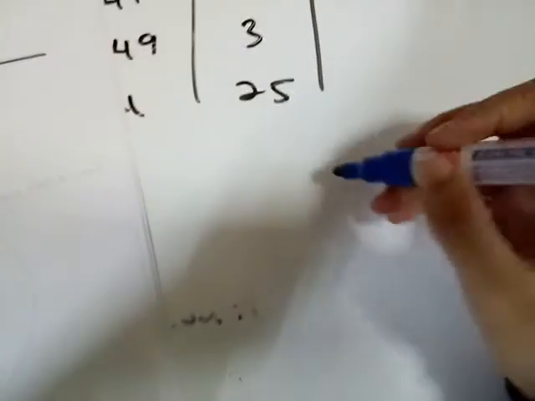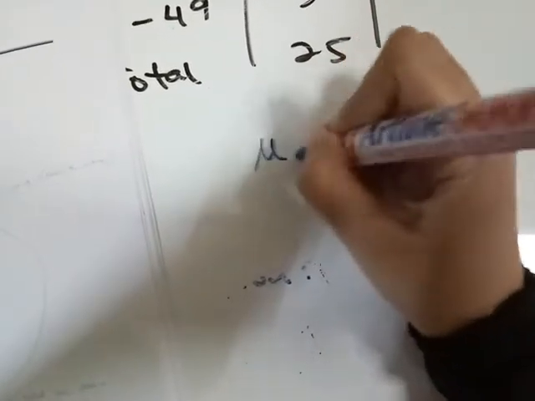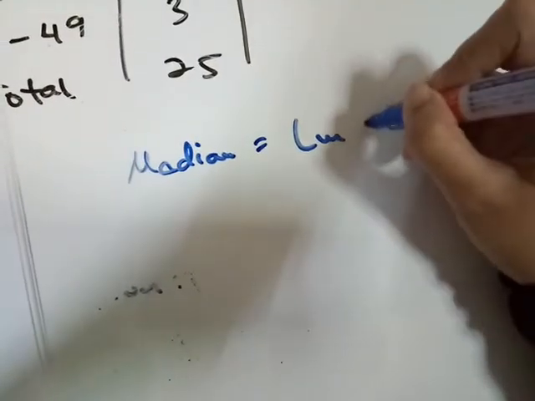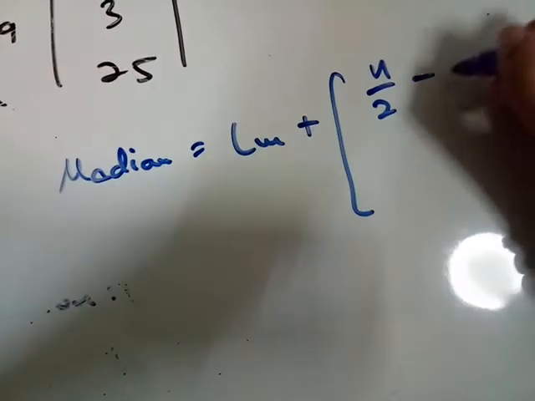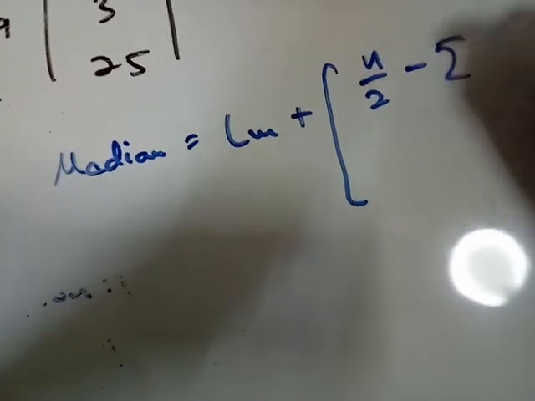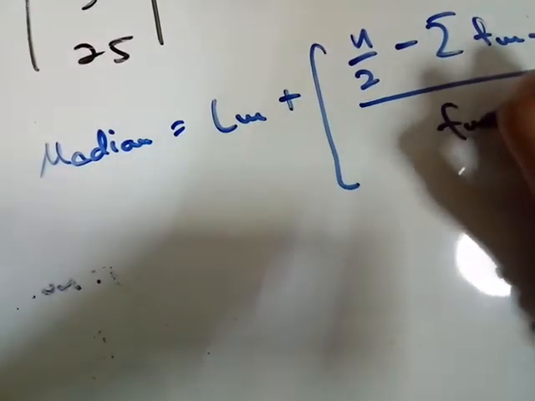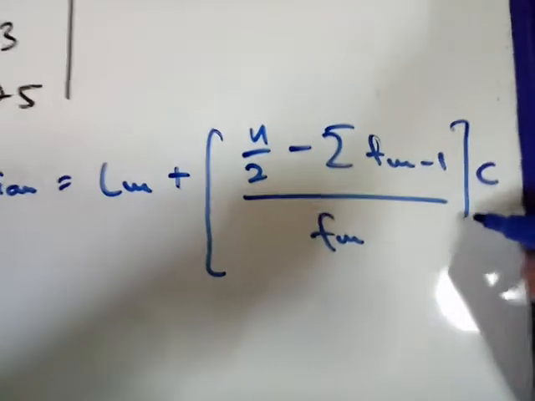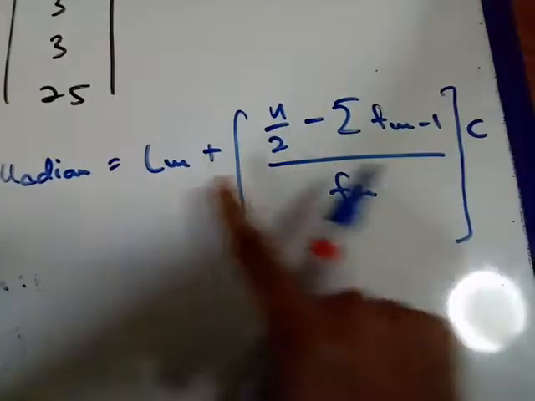Okay, kalau awak tengok pada ni, formula dia. Okay, formula dia lower boundary plus n divide 2 minus total F of M minus 1 divide F of M times C. Okay, times C. Okay, this is formula for median.